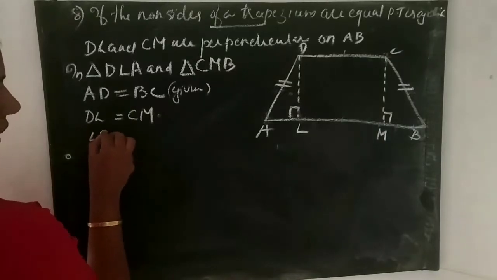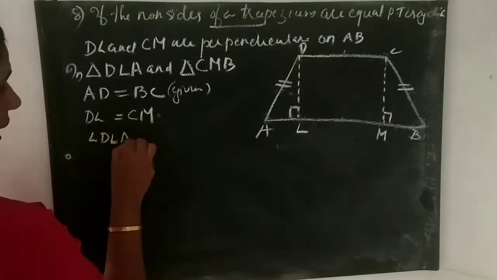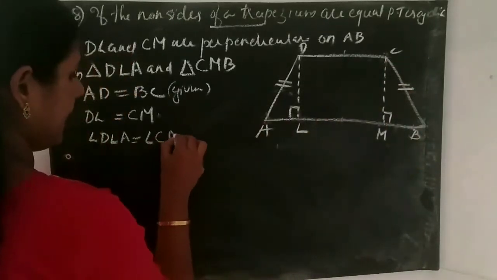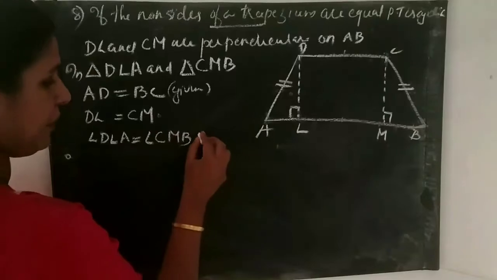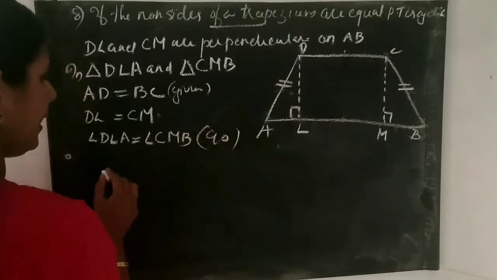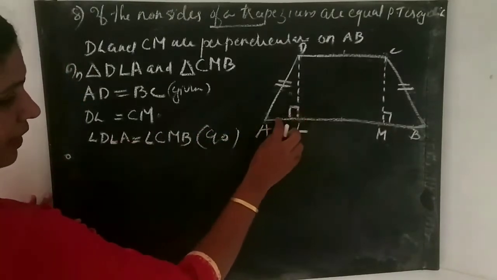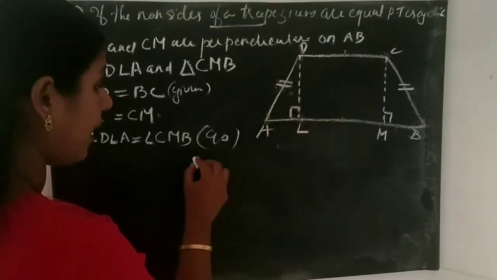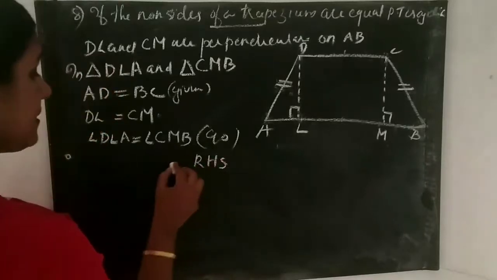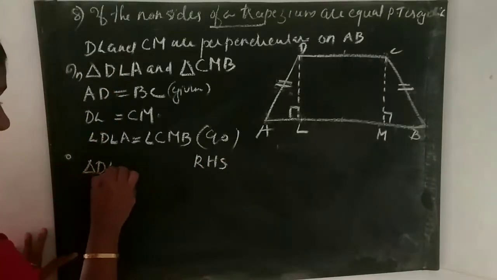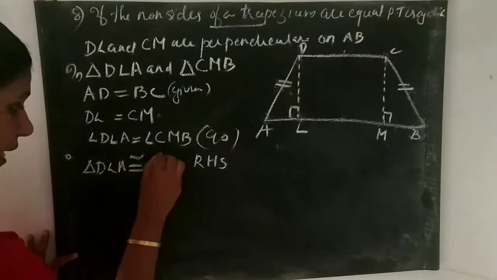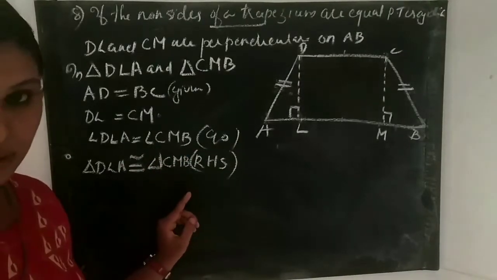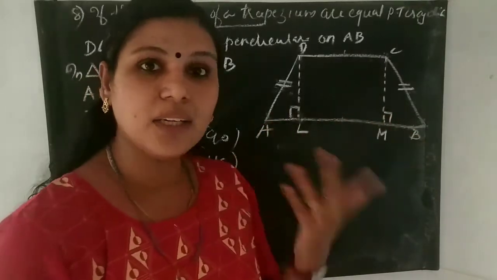That is, angle DLA equals angle CMB. Angle CMB equals 90 degrees, that is perpendicular. So we can say this is R and this is the hypotenuse and one of its sides, so by RHS we can say that triangle DLA is congruent to triangle CMB by the RHS congruence condition. These two triangles are congruent.